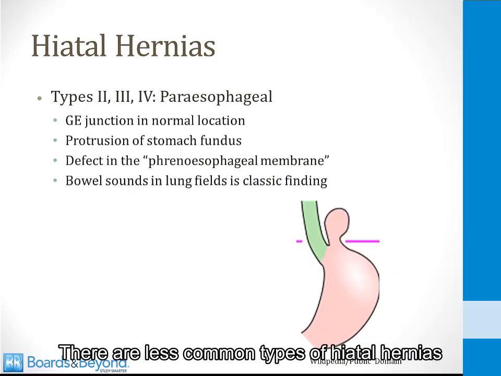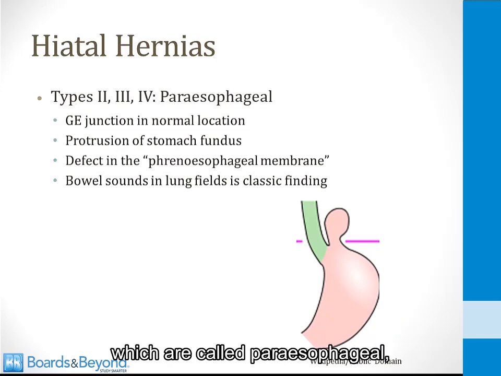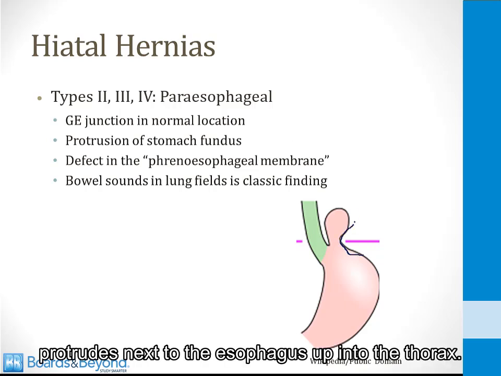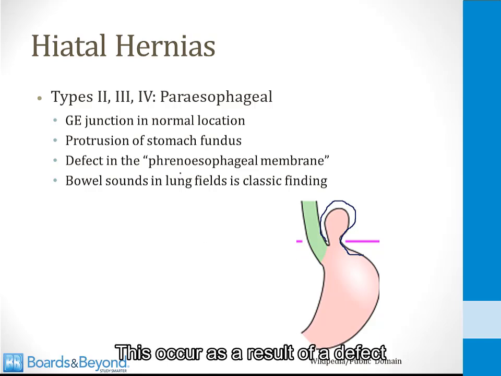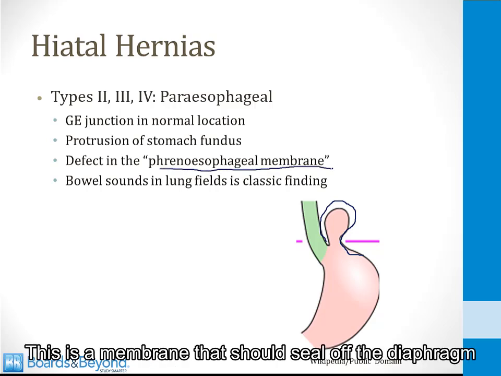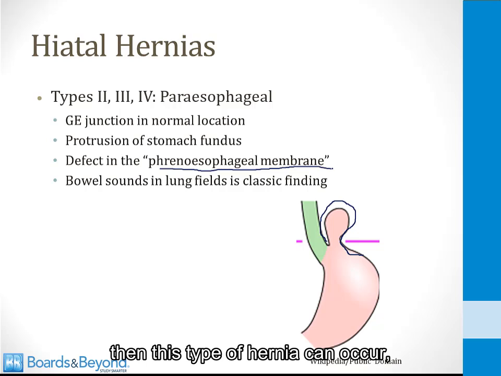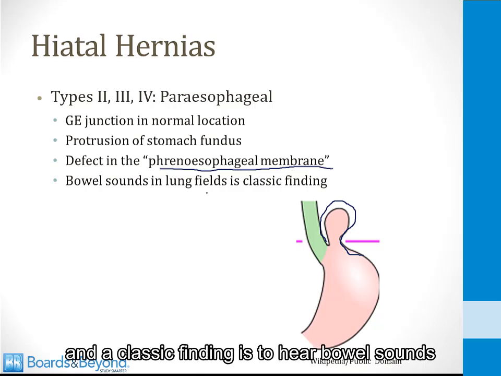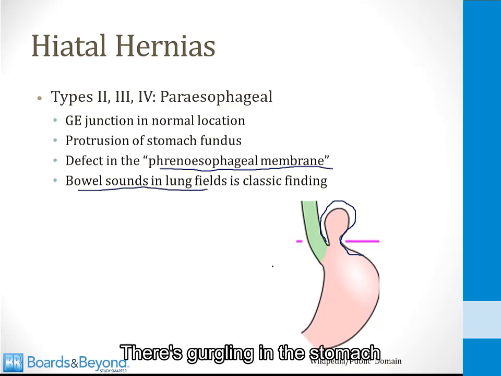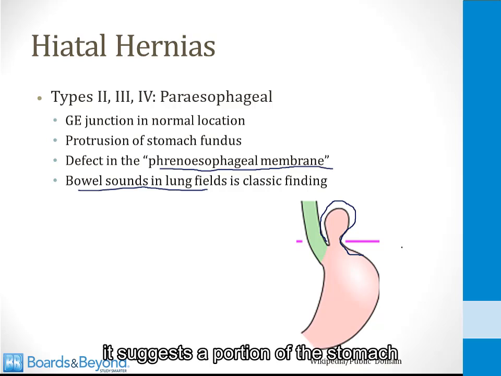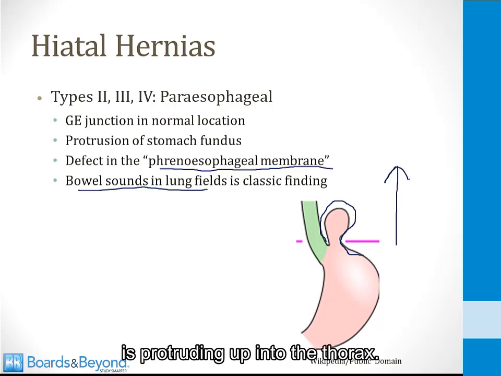There are less common types of hiatal hernias which are called paraesophageal, and they're called paraesophageal because a portion of the stomach fundus protrudes next to the esophagus up into the thorax. These occur as a result of a defect in the phrenoesophageal membrane. This is a membrane that should seal off the diaphragm so that the stomach remains below the diaphragm. If it doesn't seal properly, then this type of hernia can occur. And a classic finding is to hear bowel sounds in the lung fields. There's gurgling in the stomach that you can normally hear in the abdomen. If you hear that in the thorax, it suggests a portion of the stomach is protruding up into the thorax.